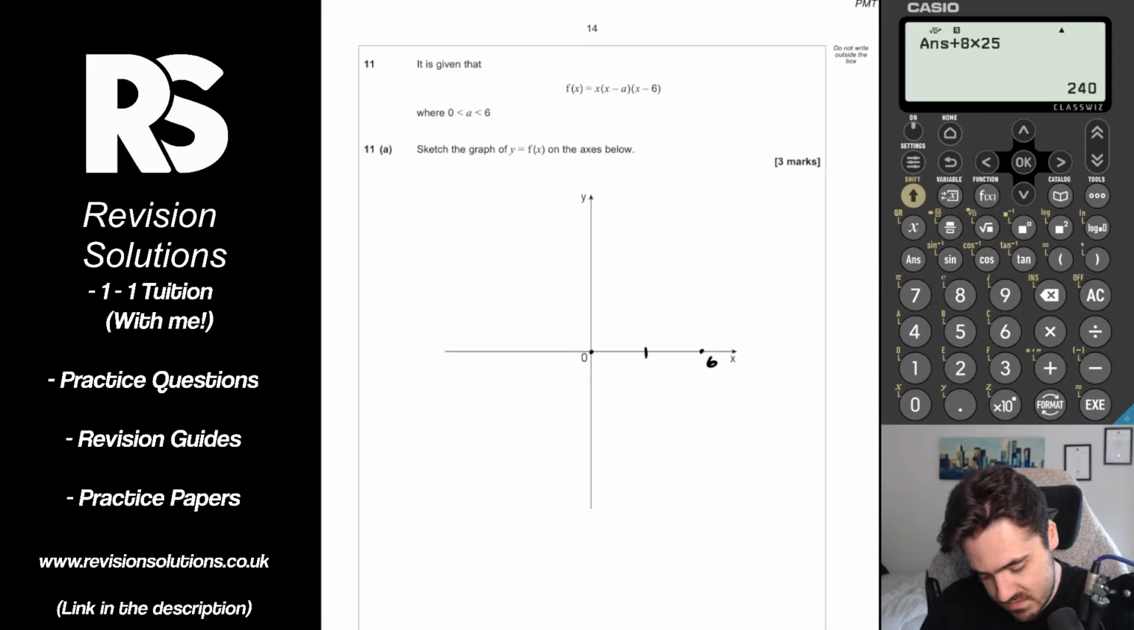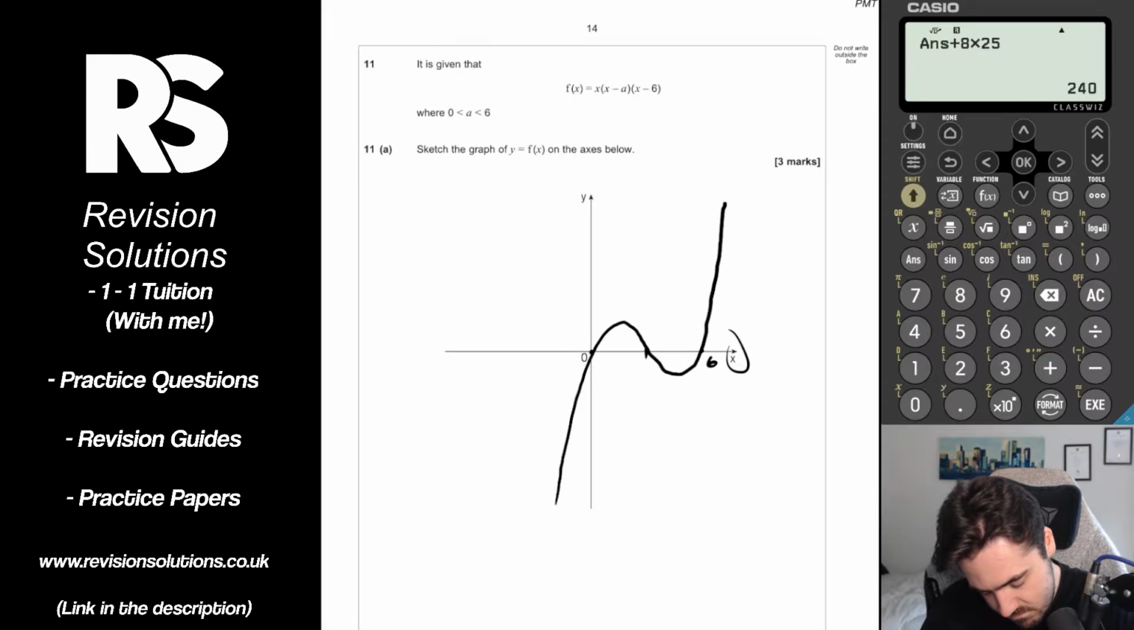And then it's a positive cubic. So for big negative values of x over here, it's going to come from negative infinity. And then for big positive values of x, it's going to go off to positive infinity. Then the graph's going to have to look something like this, going between all our roots.